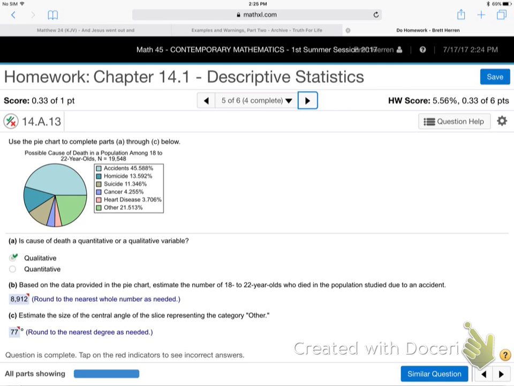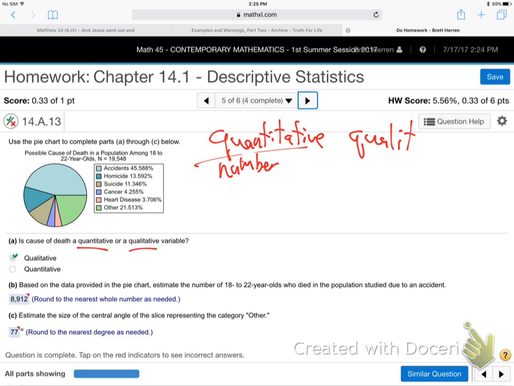All right, so possible cause of death in population among 18 to 20, so young people. Okay, so cause of death among young people. Is cause of death quantitative or qualitative? Let me explain that. Quantitative means it's a number. Let's just write the word number. It's a number. Whereas qualitative means it's not a number.